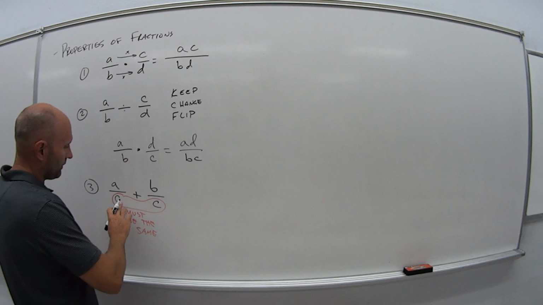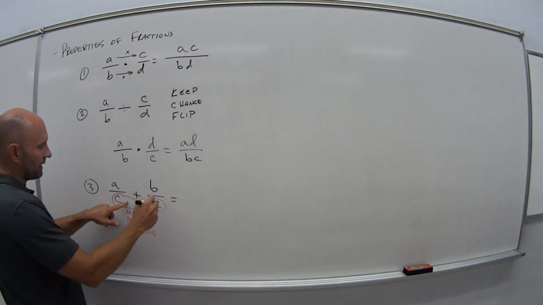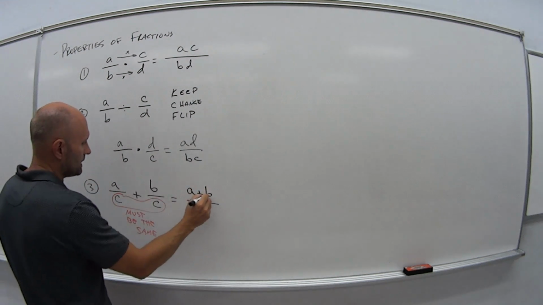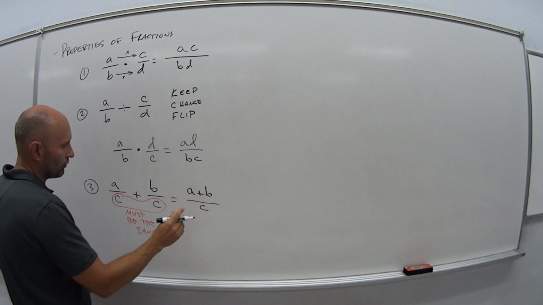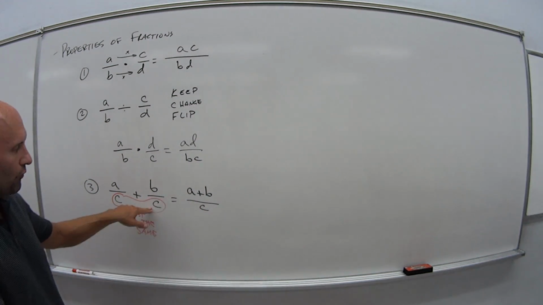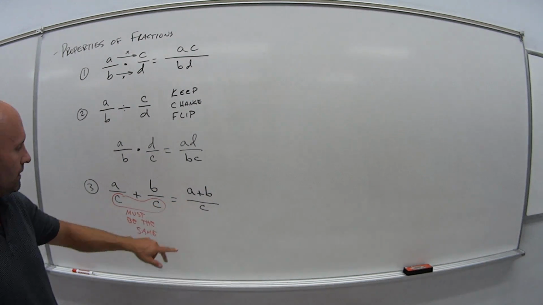So when I have two fractions that I'm adding, if the denominators are the same, what I'm going to do is add the numerators, a plus b, and then the denominator just remains. So it started as c, I'm adding something over c, I end up with something over c.